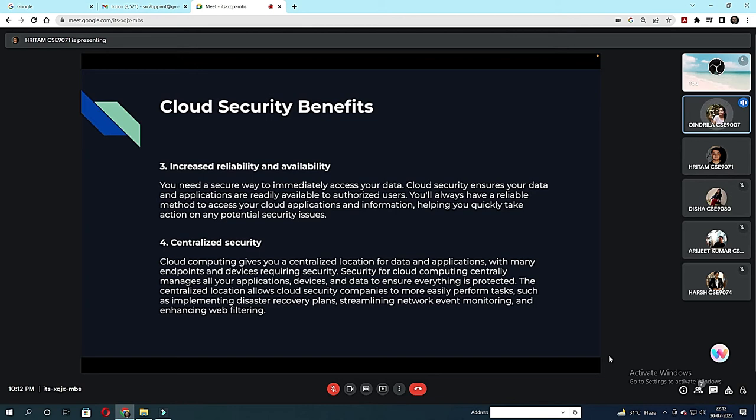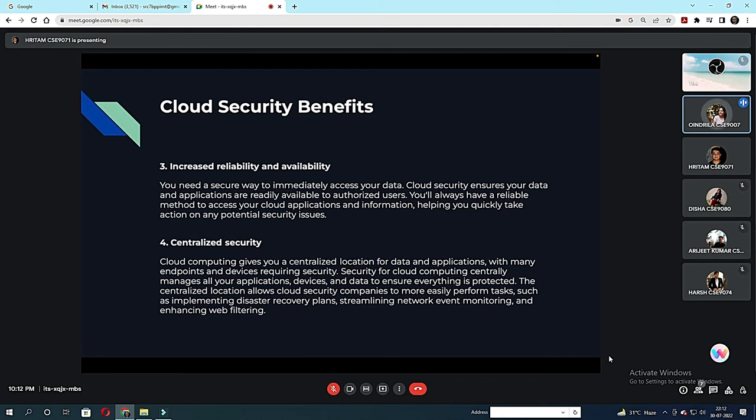Okay, so there are other benefits of cloud security as well, like increased reliability and availability. Everyone needs a secure way to immediately access their data, and cloud security ensures that our data and applications are readily available. You'll always have a reliable method to access your cloud applications and information.